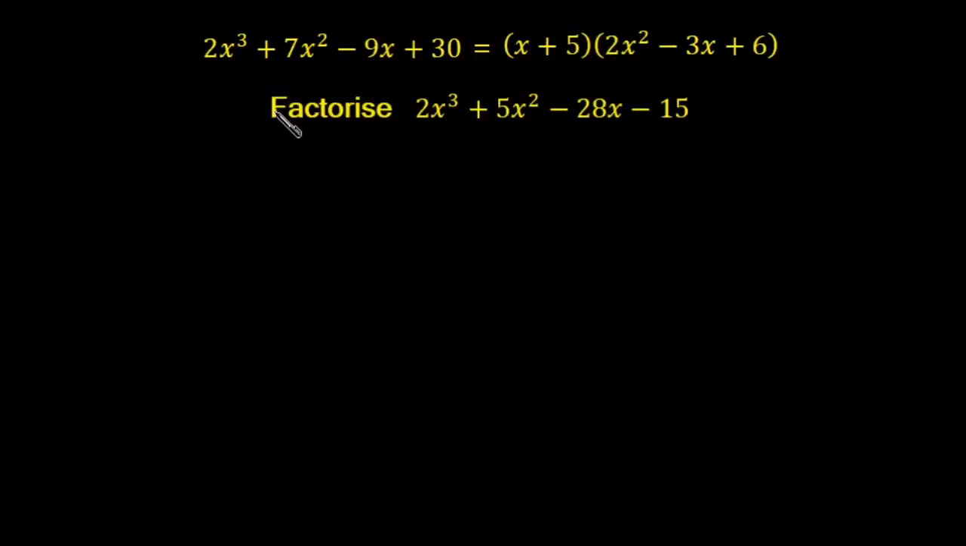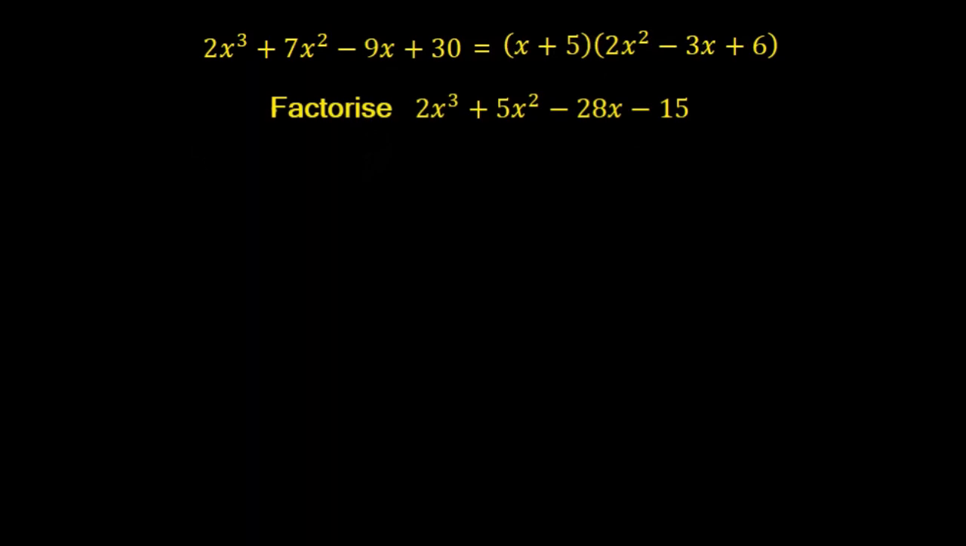So let's say we have this problem here, factorise this equation, 2x cubed plus 5x squared minus 28x minus 15. Now we've seen from the previous example that we had this equation here, so we just wrote it down here at the top just as a reminder. So we had this equation here, and whenever we factorised it we got x plus 5, so we showed that x plus 5 was a factor, but in doing so we were able to pull out the actual divisor as well.